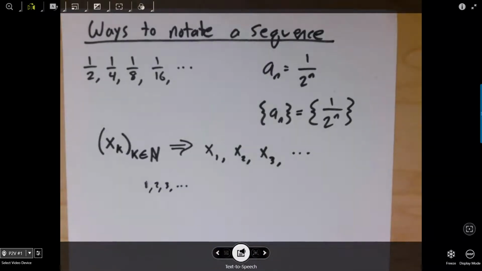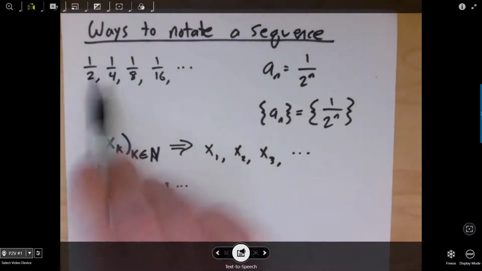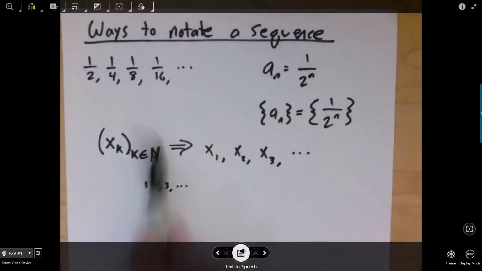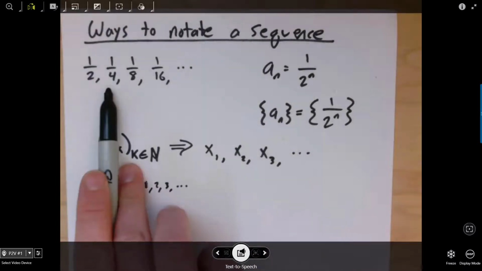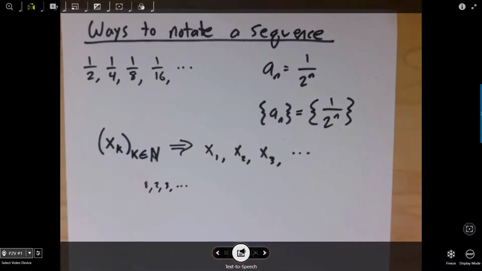So the point is there's lots and lots of different notations, and some of them are very easy to think about, and some of them look scary or awesome, depending on your perspective. But really they're all referring to the same thing. These are all ways of just saying, I am talking about a sequence of numbers.